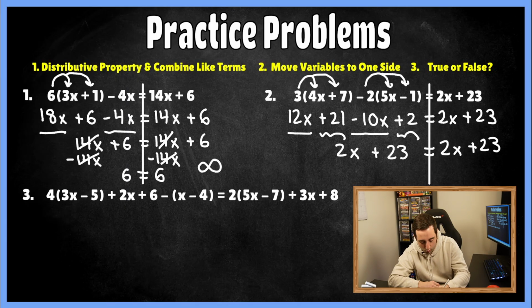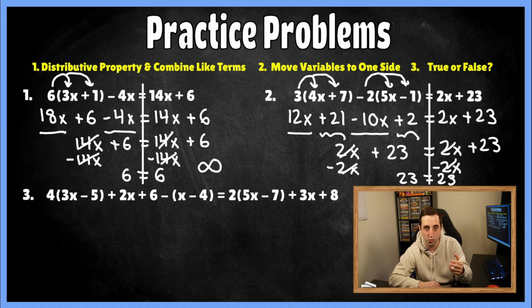We'll move our variables to one side by subtracting 2x on both sides. These end up canceling once again, and we get 23 is equal to 23, which is again a true solution. So infinitely many solutions for number 2 as well. And then on to the challenging one, number 3.